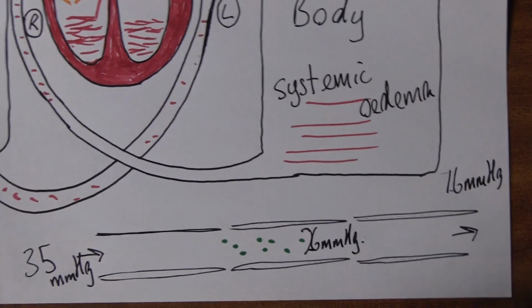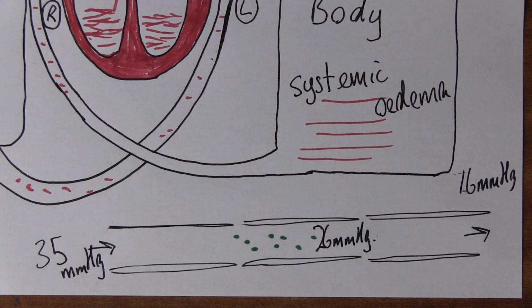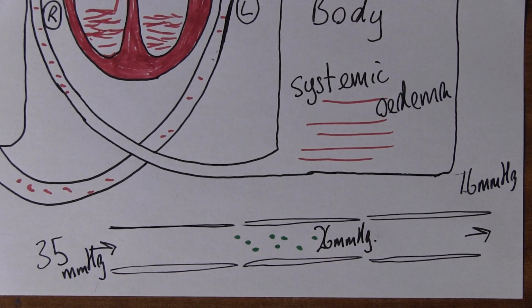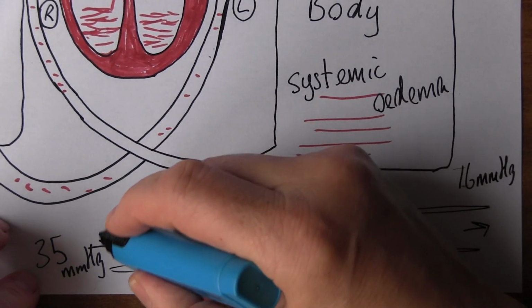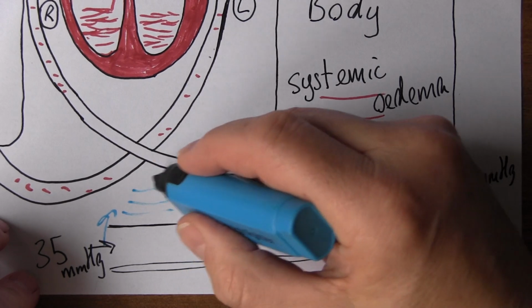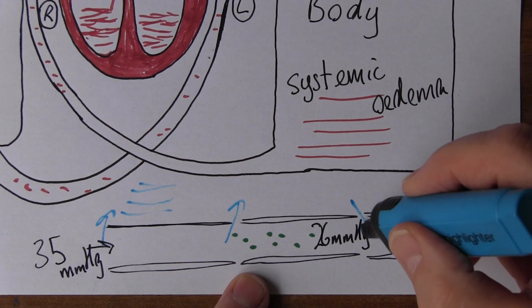So here we see that the hydrostatic pressure is greater than the osmotic pressure, so the tissue fluid is going to be formed. Formation of tissue fluid, which is good, of course, we need the tissue fluid. And normally the 26 is greater than the 16, so it's reabsorbed.